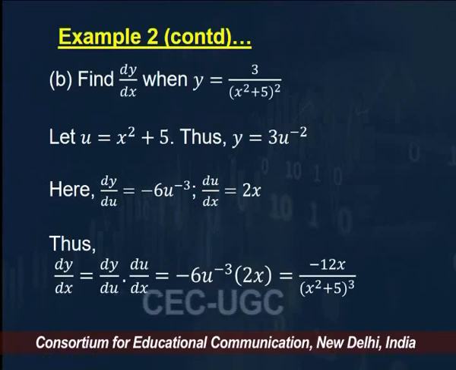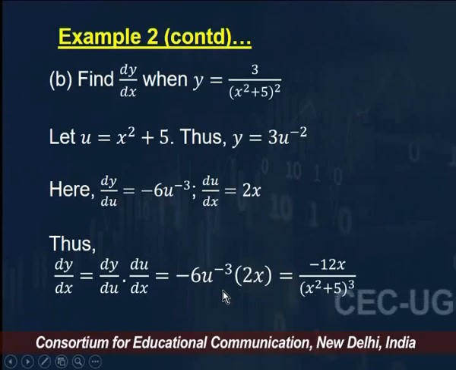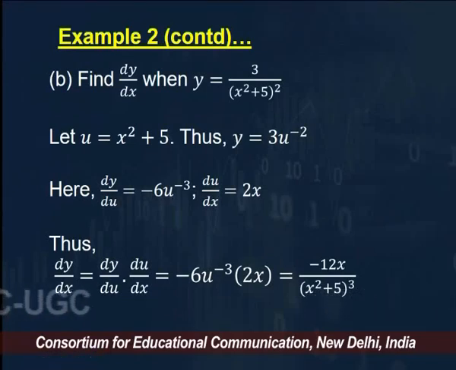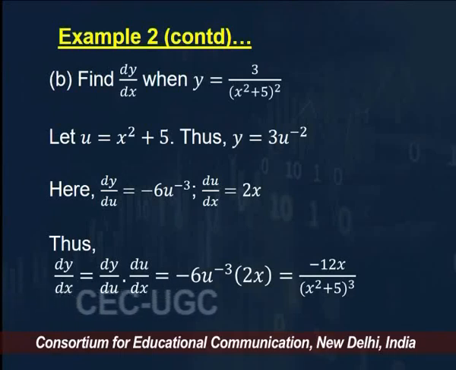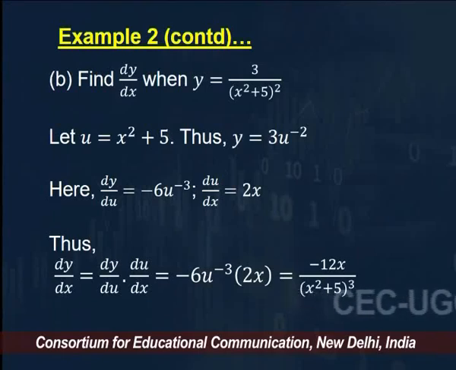So if you substitute that in the formula for the chain rule, you're going to get minus 6 times u to the power minus 3 times 2x, which is then minus 12 times x divided by x squared plus 5 to the power 3. Now, we can also extend the chain rule and even apply it more than once. In particular, this can be extended to as many functions.